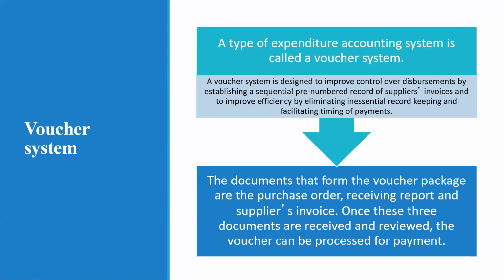Why do we need to emphasize this voucher system? It is because in the purchase cycle, the central document will be the supplier's invoice. So imagine, if you are the owner of this company, the invoices from different suppliers will be in different forms, in different numbers. So it will be very hard for you to put them in the right order and also to check if there are any duplicate or missing ones, right?